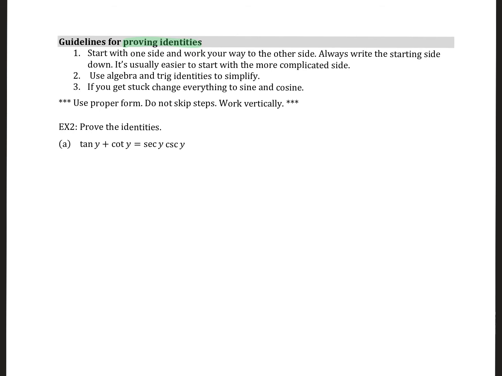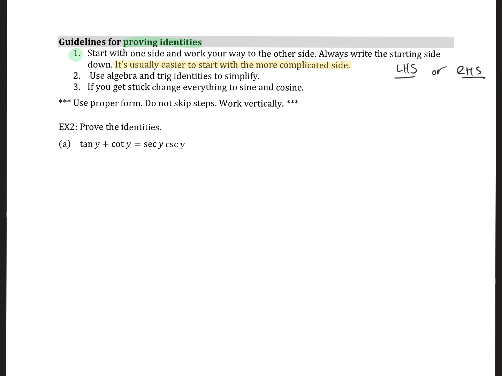So what are the steps? Step 1 is to start with one side of the equation and work your way to the other side. Always write the starting side down. Indicate to your reader, which would be me if I'm grading, if you're starting with the left-hand side, LHS, or the right-hand side, RHS. This is important, please make sure to write that down. Once again, something I will be grading for. Next, it's usually easier to start with the more complicated side, so the one with more fractions and whatnot.